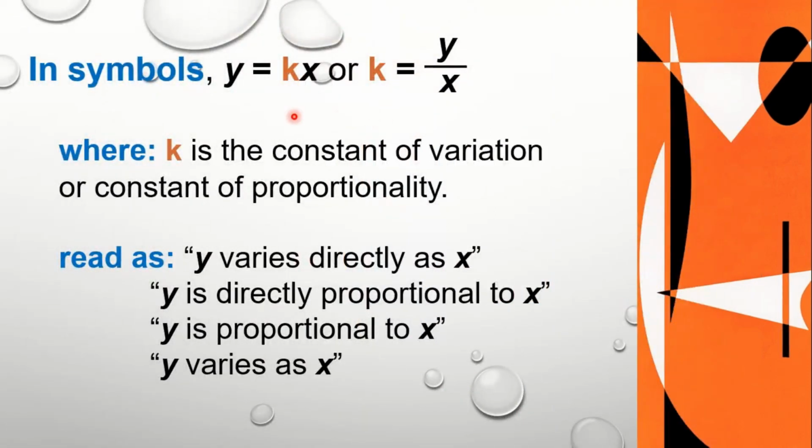In symbols, we write y is equal to k times x, or k is equal to y over x, where k is the constant of variation or constant of proportionality. Read as y varies directly as x, y is directly proportional to x, y is proportional to x, or y varies as x.